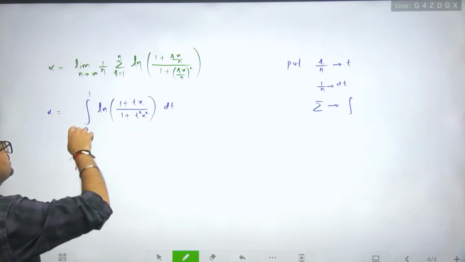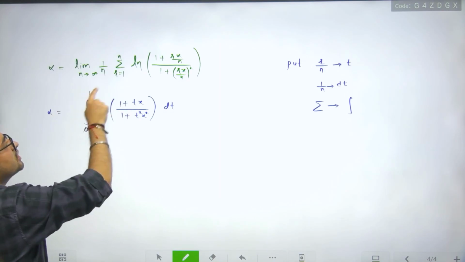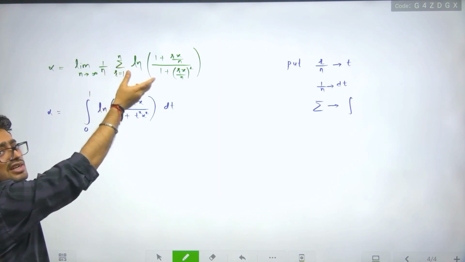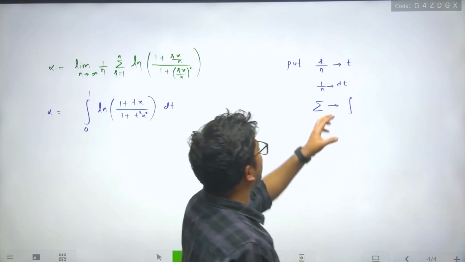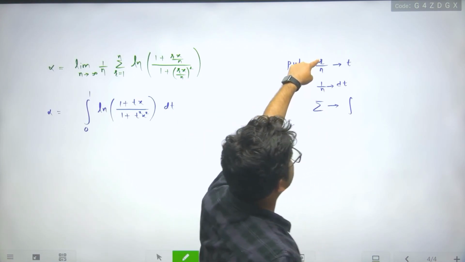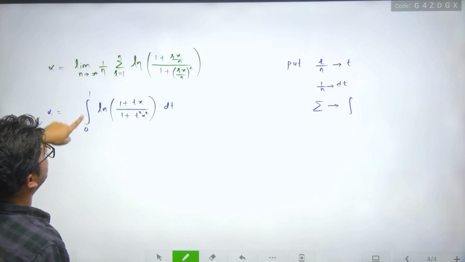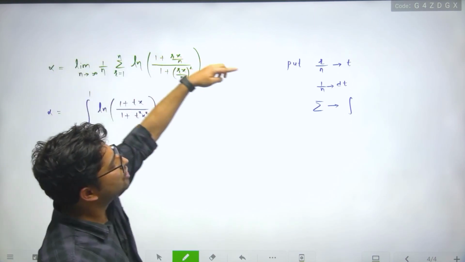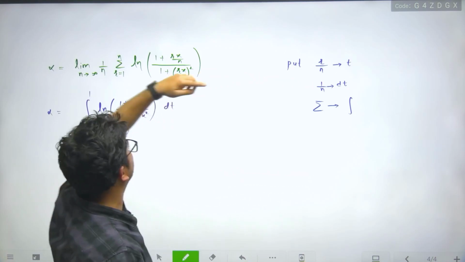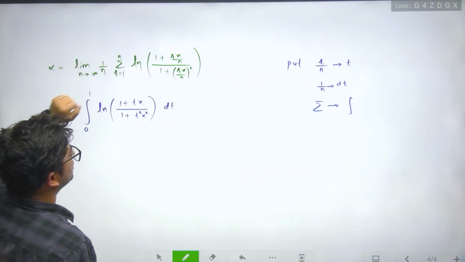And how can you find the limits? The lower limit: r starts from 1, so 1 by n, when n tends to infinity, is 0. Similarly, when r tends to n, n by n is 1. When n tends to infinity, that is 1.